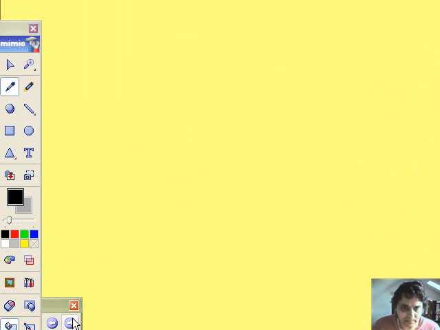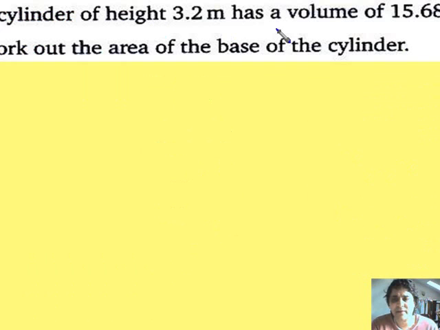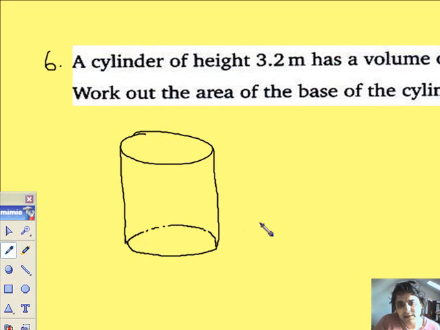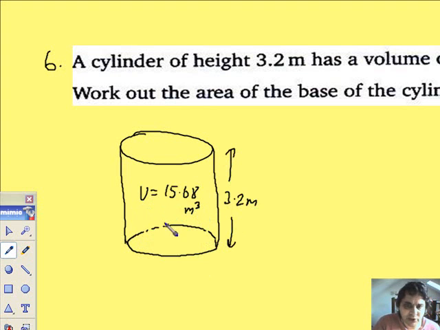Next question, question 6. It says a cylinder of height 3.2 meters has a volume of 15.68 meters cubed. Better just draw it, it's going to help, isn't it? So I've got one of these. Now, join it. Let's make it look 3D. Again, looking inside a little glass cylinder. Right, the height is, so from there to there, I've got 3.2 meters. And the volume, let's put it inside there, is going to be 15.68 meters cubed.